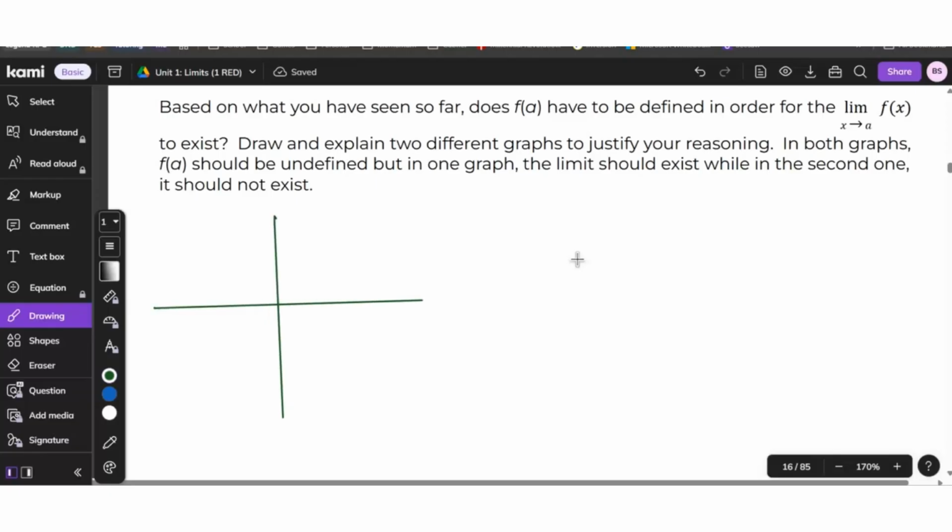We got two of them, right? In both cases, a needs to be undefined. So, how do we want to do it? We want to make it a hole. Let's just put a right here for fun. First one, we want the limit to exist. So if the limit exists, what's the easiest way for us to do it?